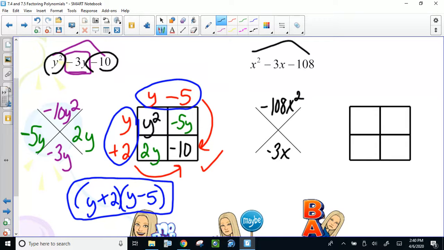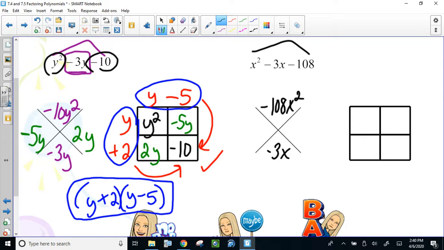108. Whew, lots of things go into 108. We could do 108 times 1. We could do 4 times 27. We could sit here and list factors all day. We could do 108 divided by 6 is 18. But our goal here is that the numbers have to be only 3 spaces apart from each other.